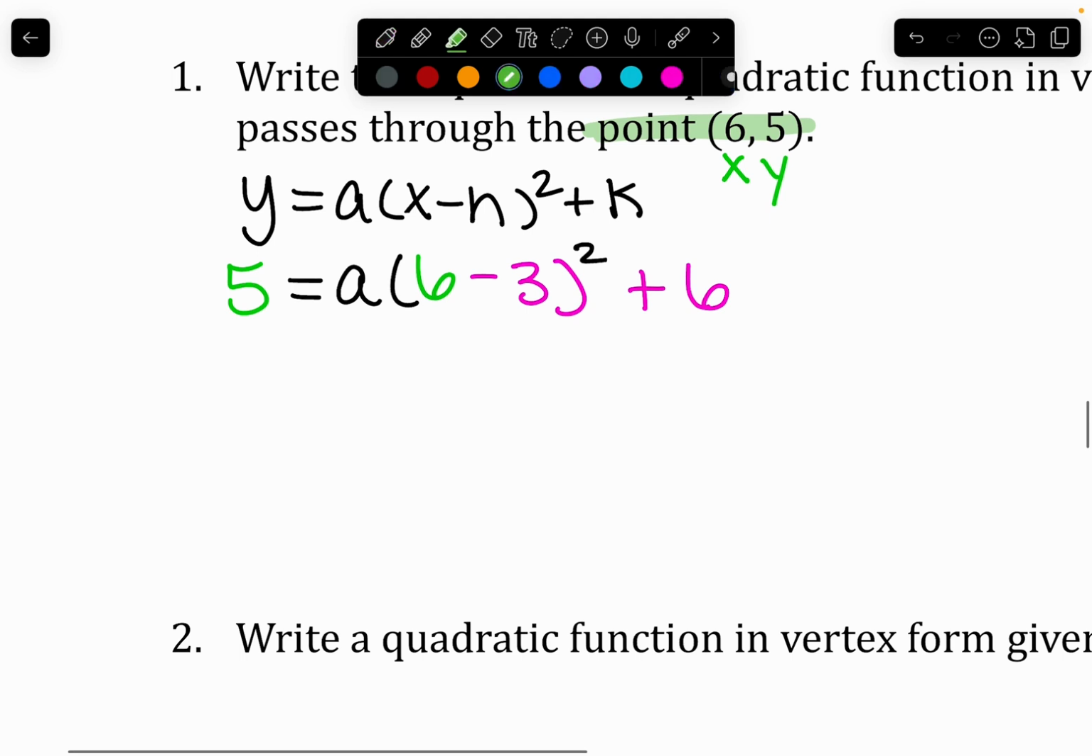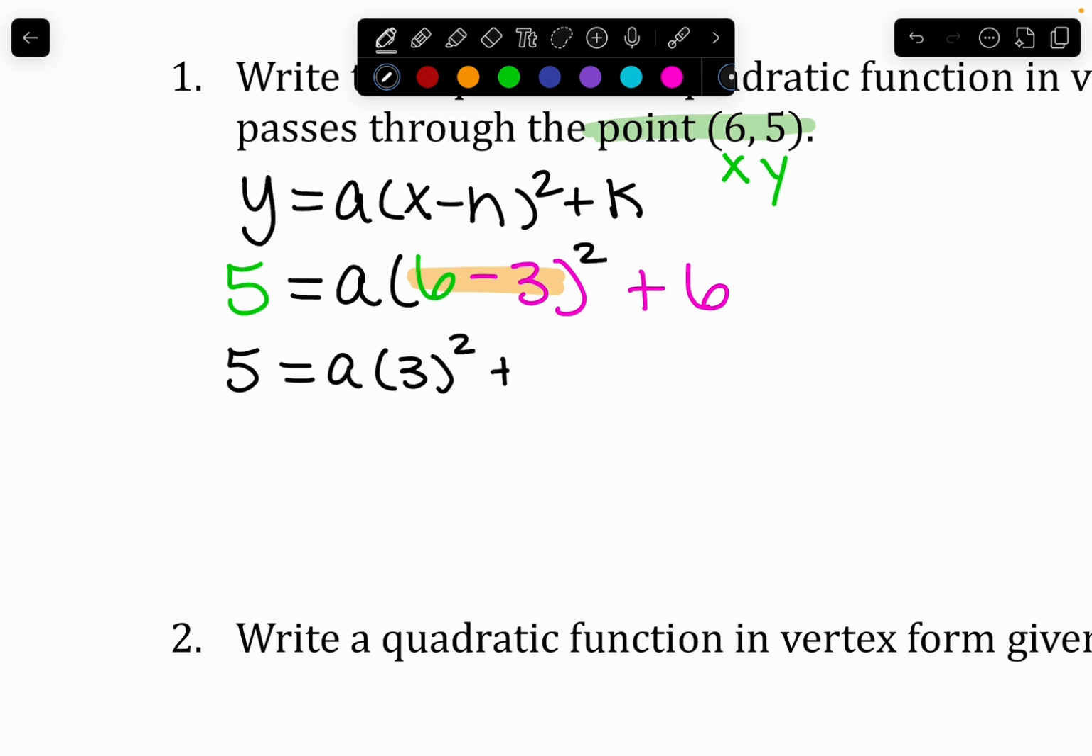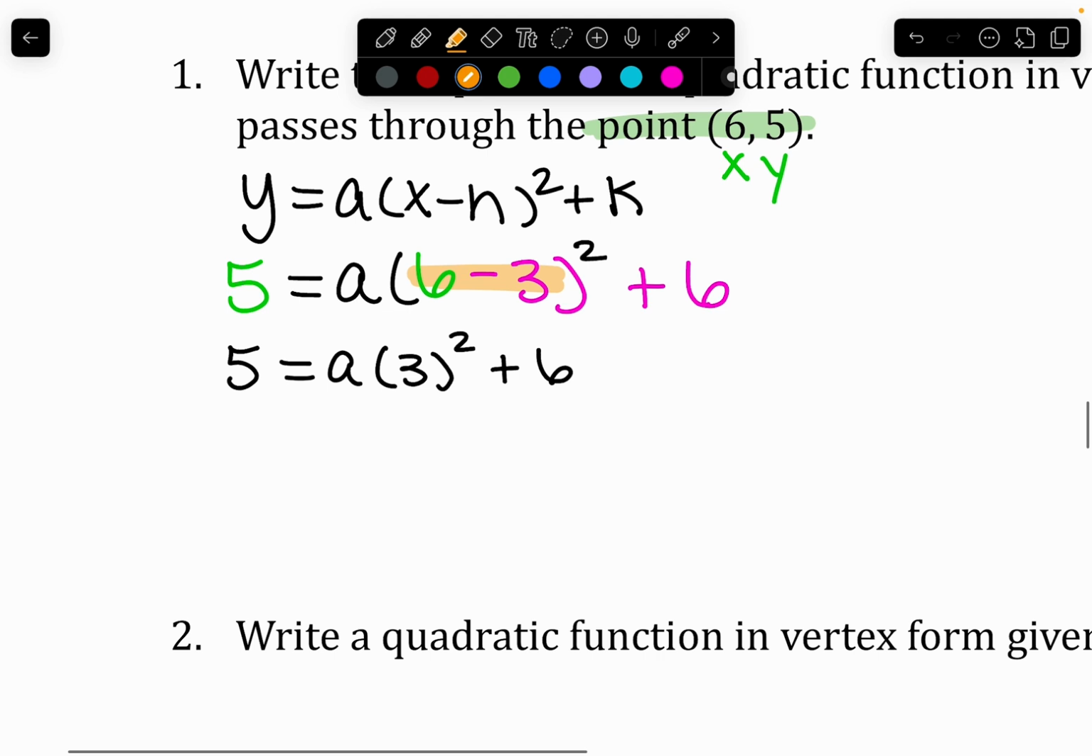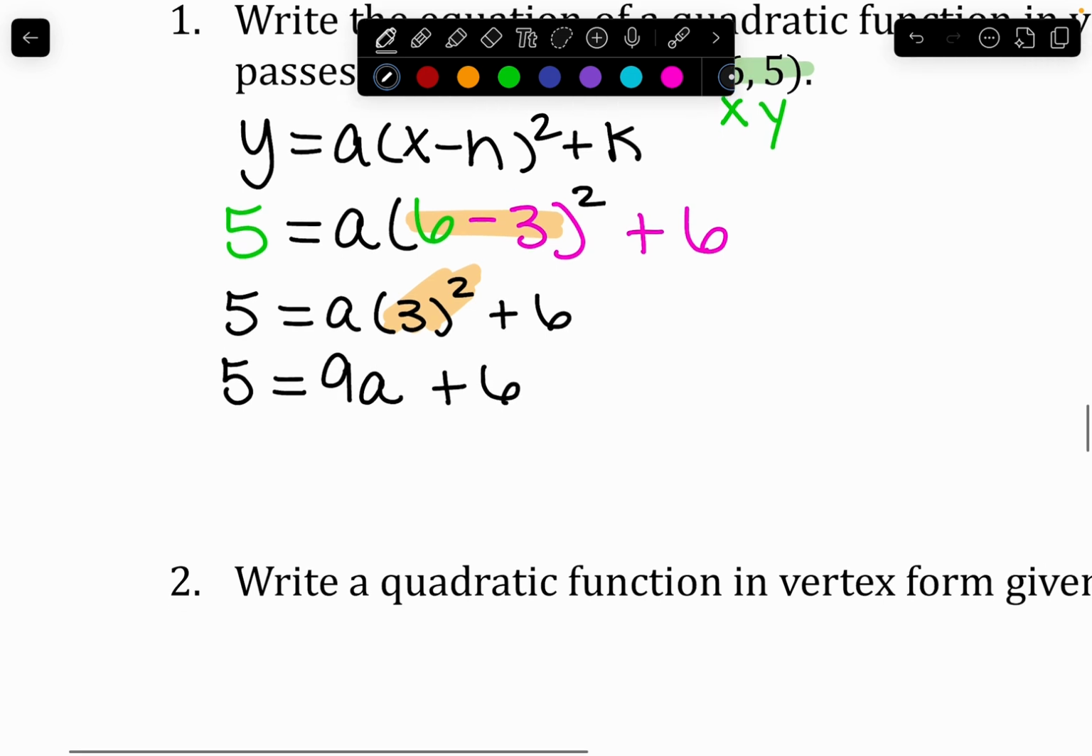So from here, I have to follow PEMDAS, which tells me to do parentheses first. So we have 5 equals a times 6 minus 3 is 3 squared plus 6. From here, I will have to do 3 squared. Now, one thing that's really important for you to know is after you square the number that you get in the parentheses, put that number in front of a, do not keep it at the back of a. So instead of it being a times 9, this is going to become 9a. And I know you're like, why does that matter? Just trust that it does.